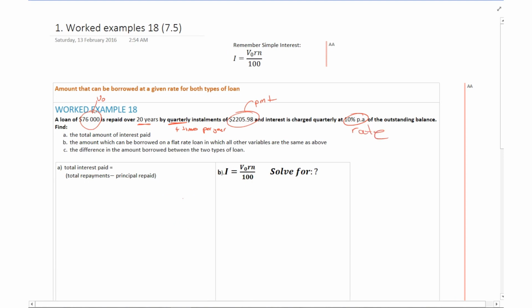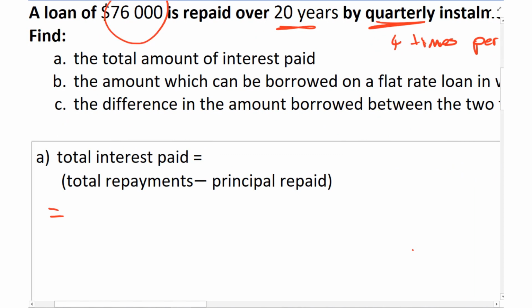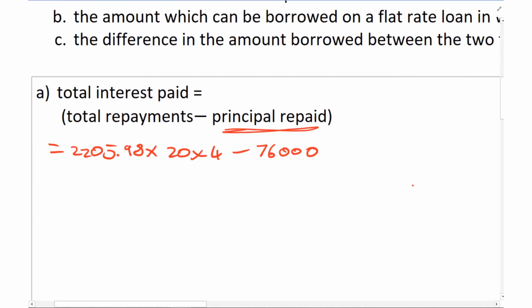So to determine the total amount of interest paid, in this case we need to work out the total repayments. Well, we know what our payment is, it's 2205.98. And we make how many repayments? Well, we make 80 because it's 20 times 4. And we're going to then have to subtract $76,000 from that, because that's our principal that we're also paying off when we pay everything off. That will give us a number of 100,478 and 40 cents. Okay, so that's the total amount of interest that you would pay.